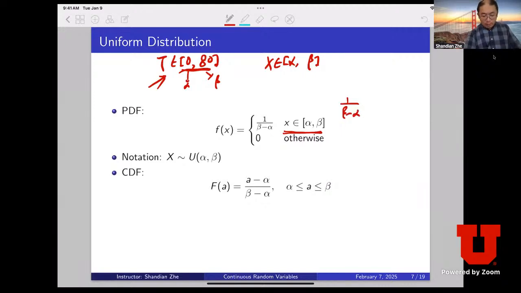So I would ask, what does beta minus alpha mean? You got a range, you got an interval on this axis, with alpha and beta. Now, who can tell me what beta minus alpha means?